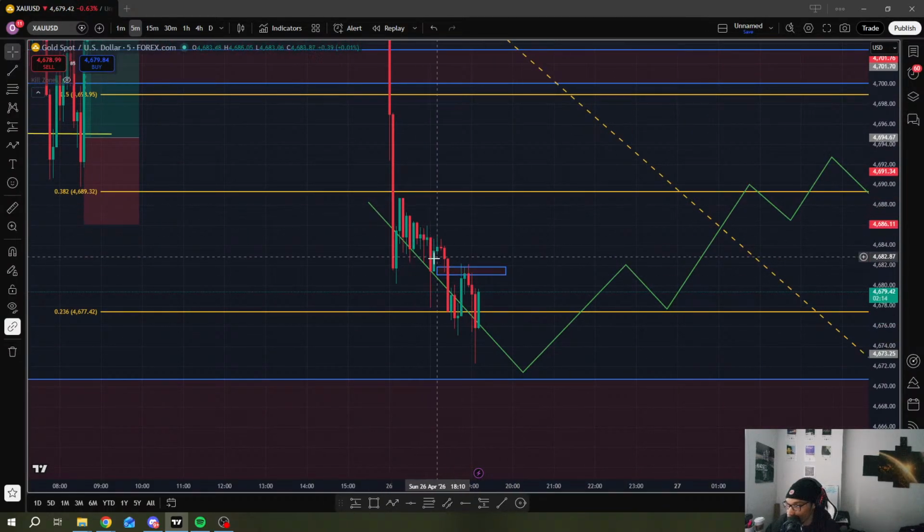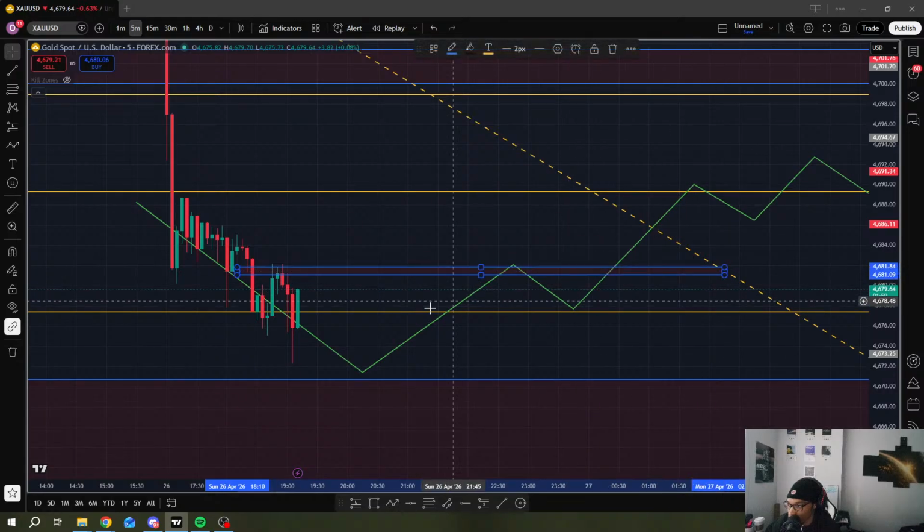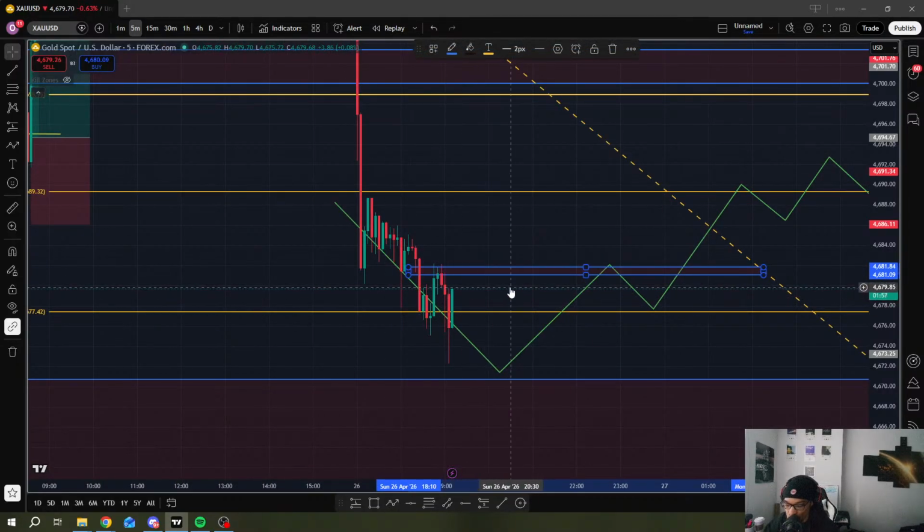On the 5 minute, we had a break. We had this consolidation a little bit. We had a little hammer tap into this range, push past. I would like to see price push back past this area here, to break past this area with some true strong momentum. Some really nice momentum in this area.